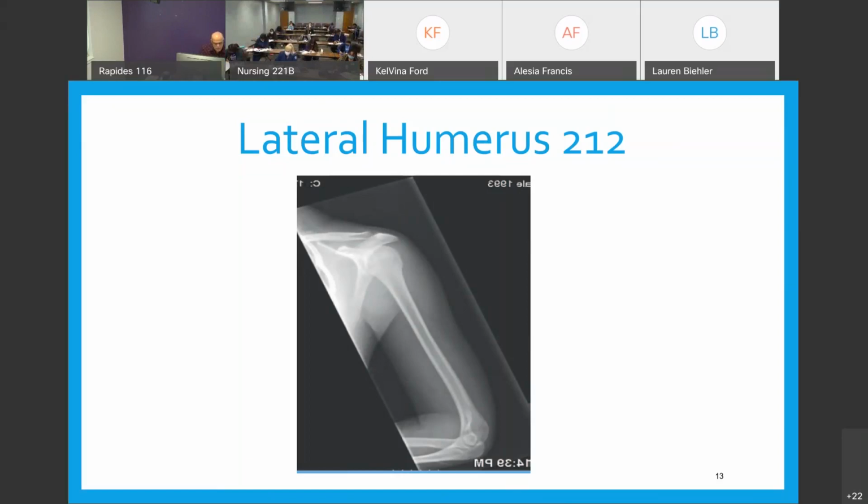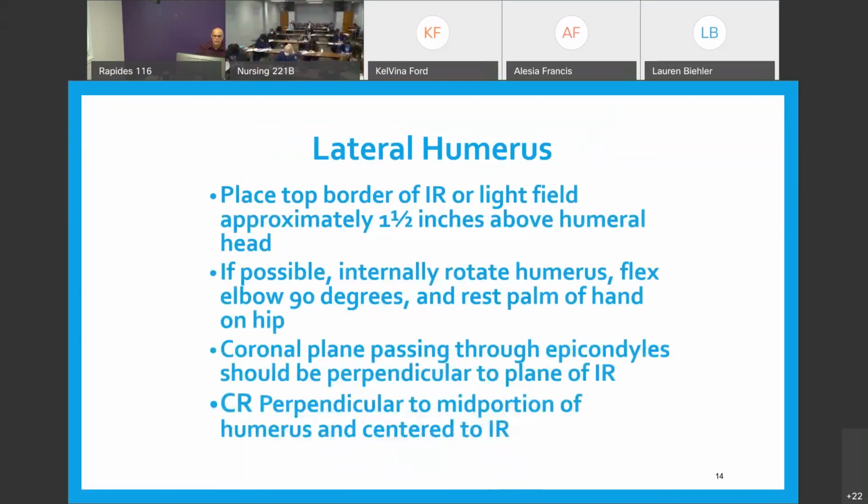Okay, it says, let me see if I think I got all this on the next slide. Place the top of the border the same as the AP. You're going to have 1.5 inches above the humeral head if possible. Internally rotate the humerus, flex the elbow 90 degrees, and rest the palm of the hand on the hip. Coronal plane passing through the epicondyle should be perpendicular to the plane of the IR, the central ray perpendicular to the mid portion of the humerus. We talked about that. It's the same as the AP. And center to the IR.